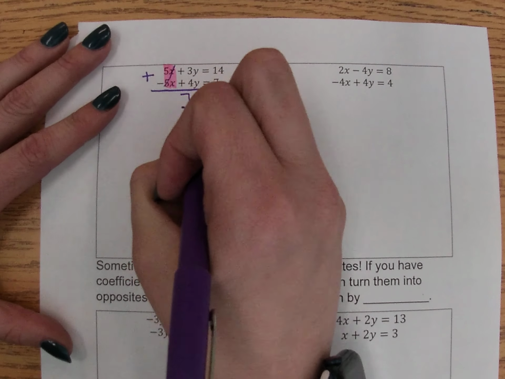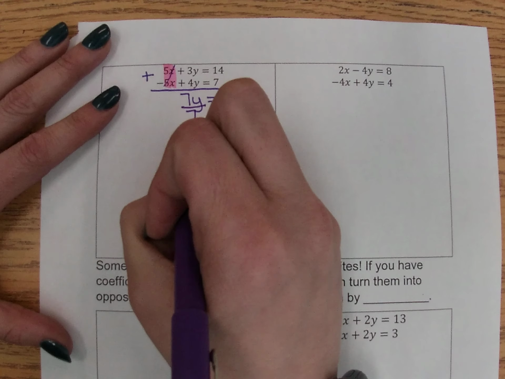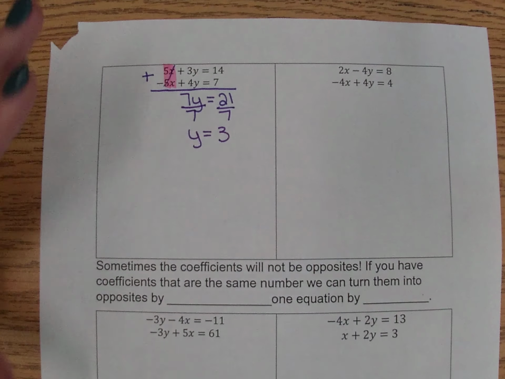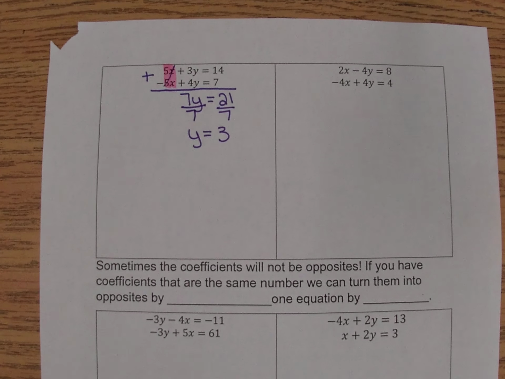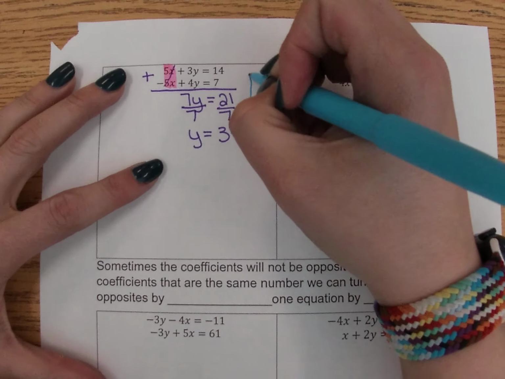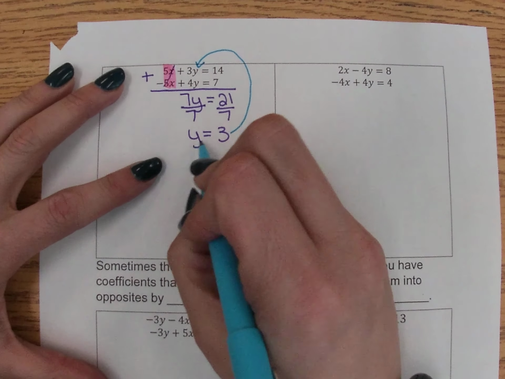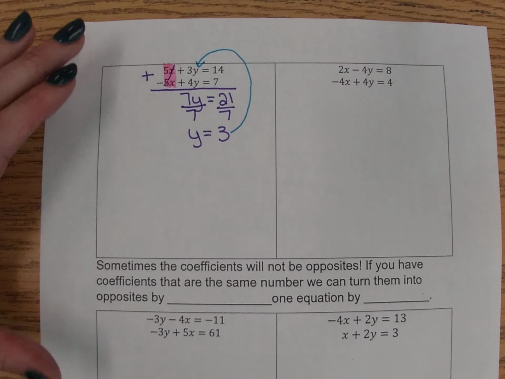This is something I can then solve, so I'm going to undo multiplication with division and divide by 7. And that will tell me that y equals 3. As always, we are not done yet. We still need to find that other variable. So we need to plug it back into one of the original equations. Does not matter if you pick the first one or the second one, so I'm just going to plug back into the first one up here, and I'm plugging in for y because I found y.